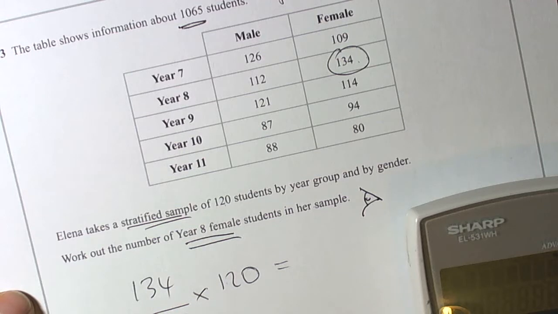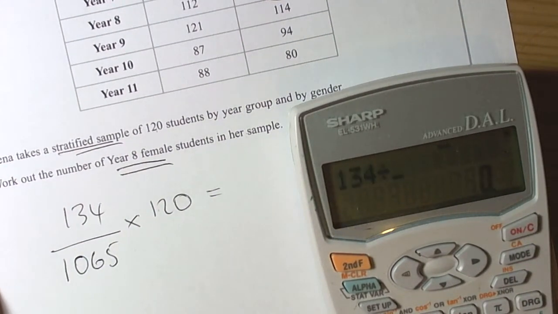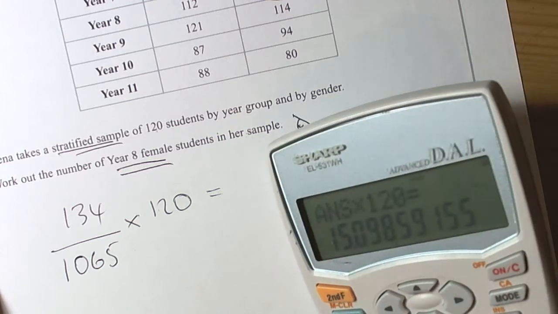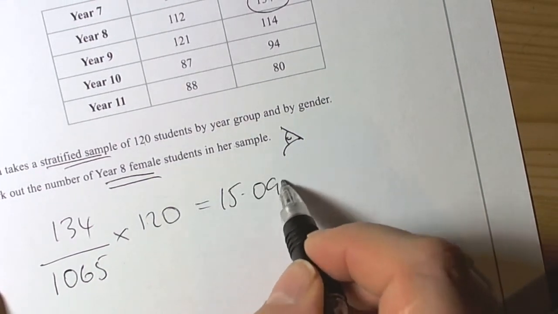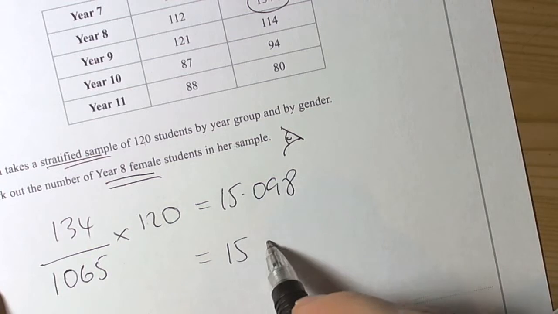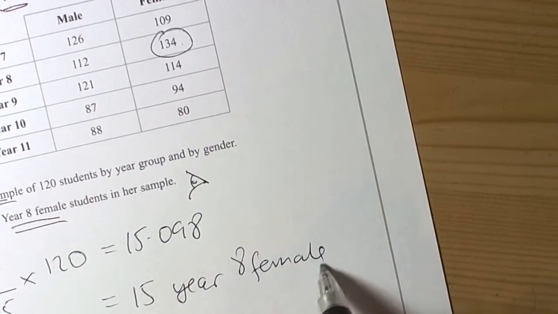So 134 divided by 1,065 times 120 equals 15.098. So round that to the nearest whole number, so 15 year 8 female students.